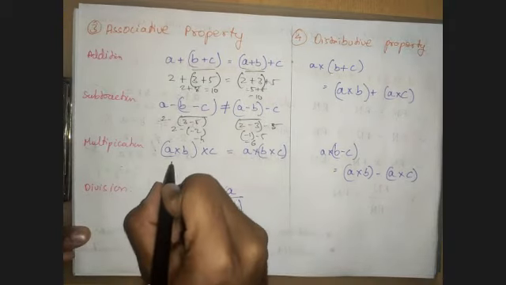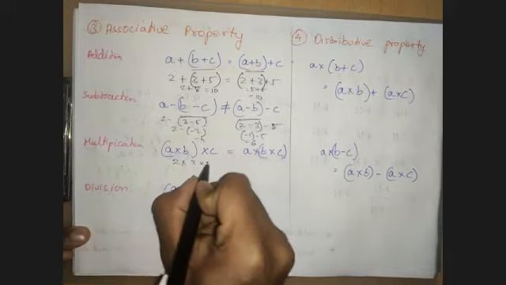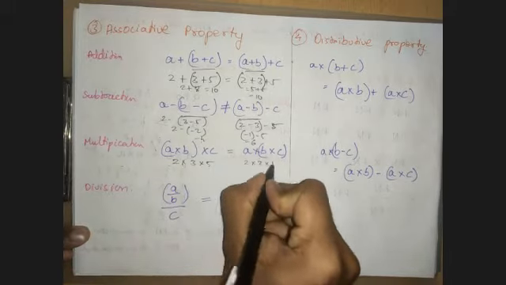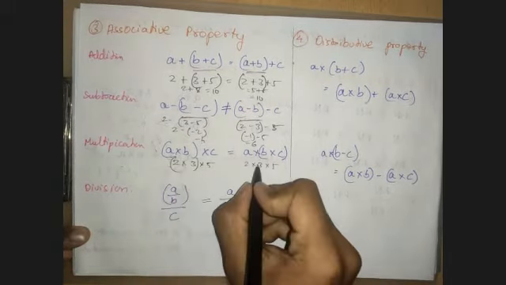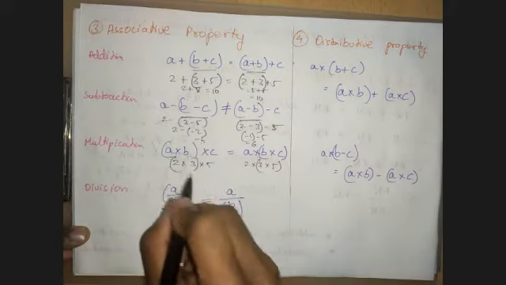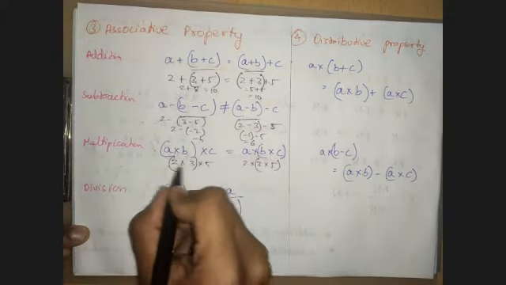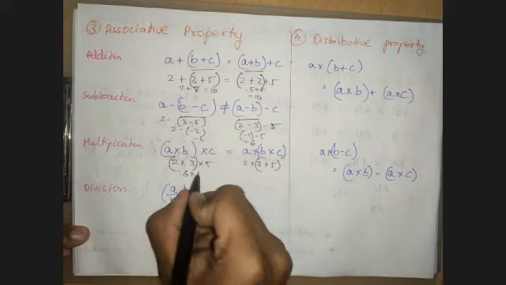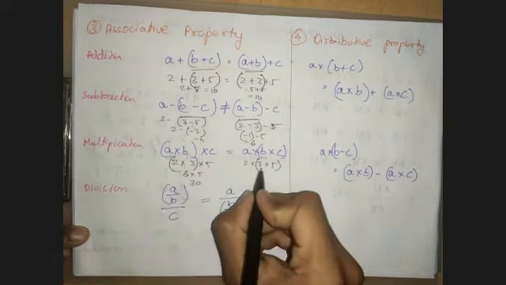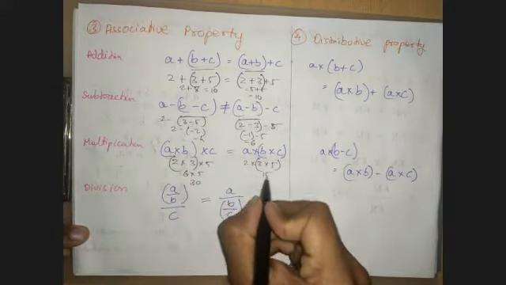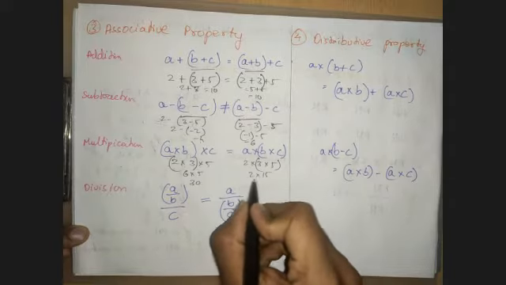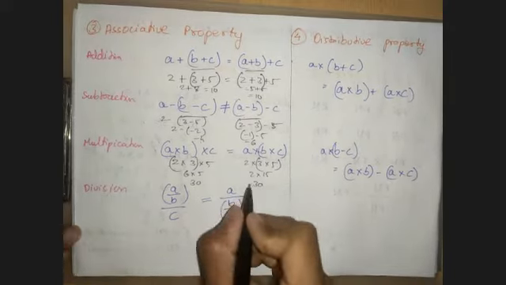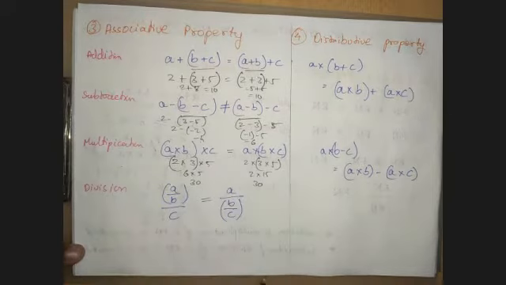Now let us check for multiplication. 2 into (3 into 5), and (2 into 3) into 5. I have to multiply this first, and I have to multiply this first on the right hand side. On the left hand side, 3 2s are 6, 6 into 5, 6 5s are 30. Here 5 3s are 15 into 2, so 15 2s are 30. So 30 and 30, yes, multiplication is associative.